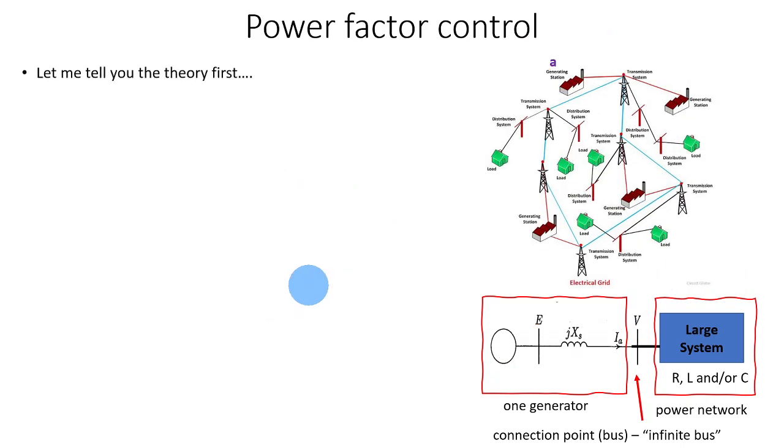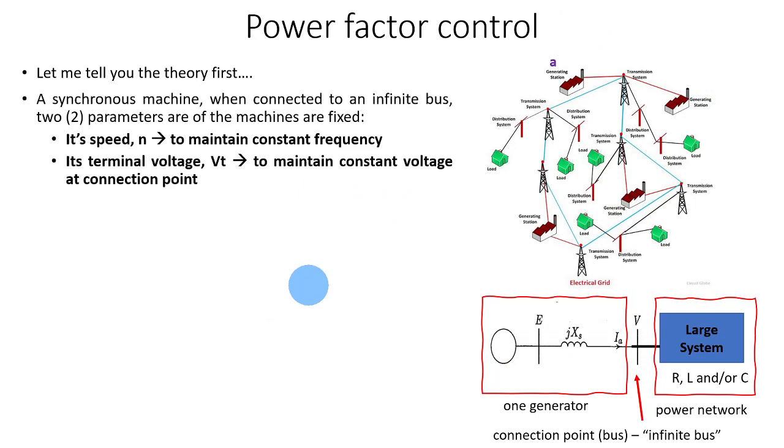So let me tell you a little bit of theory because of that. Basically, a synchronous machine connected to an infinite bus has two parameters. I said before, in order to maintain the same voltage or same frequency, the generator needs to maintain the same speed, because speed is very related to frequency. And the generator terminal voltage VT needs to be maintained constant, because these are the two parameters, the speed as well as the terminal voltage, or I can say the phase voltage.